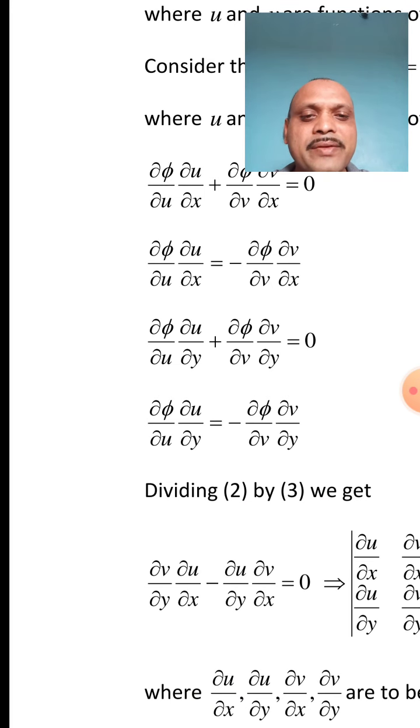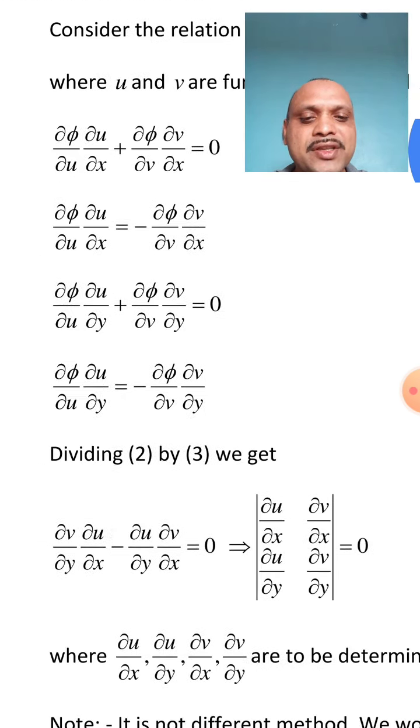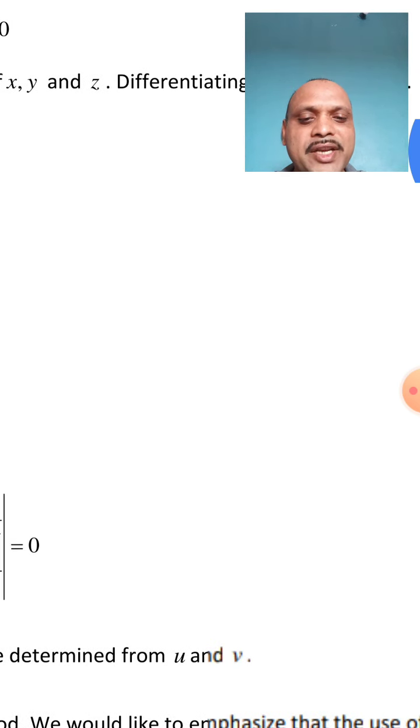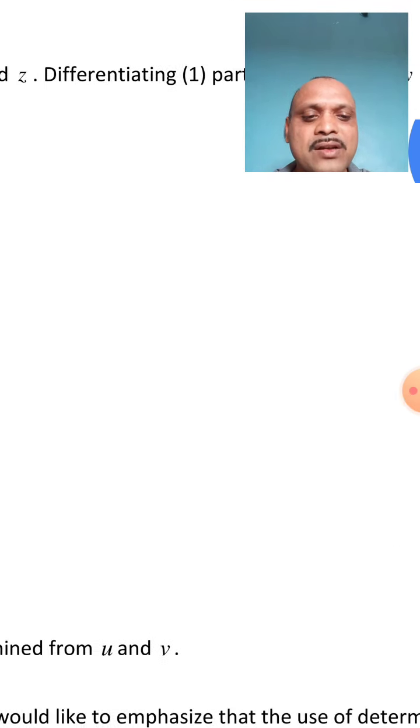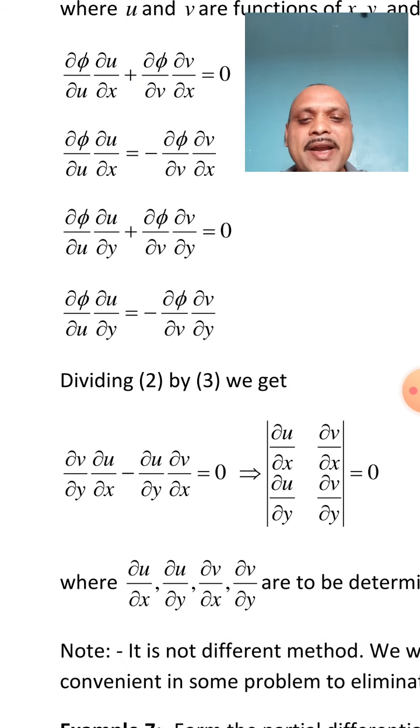Now divide equation 2 by equation 3. After dividing we get equation number 4. That is del v by del y into del u by del x minus del u by del y into del v by del x equal to 0. So this is nothing but the determinant whose first row has first entry del u by del x and second entry del v by del x, while the second row has del u by del y and del v by del y, equal to 0.